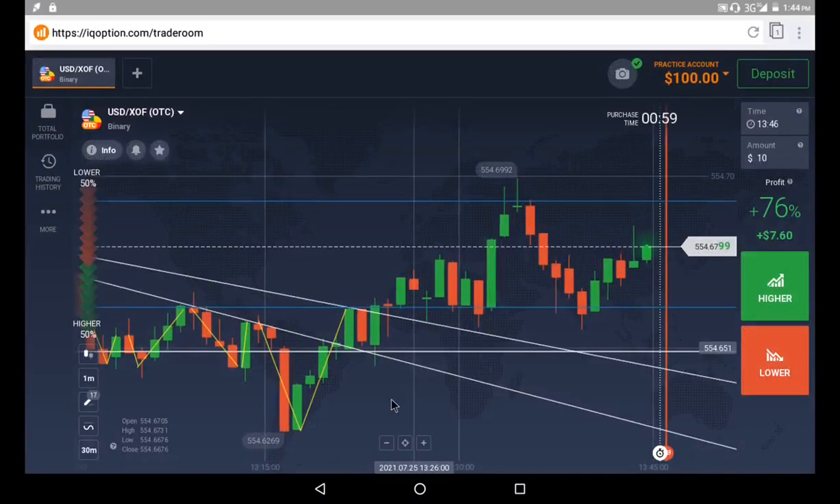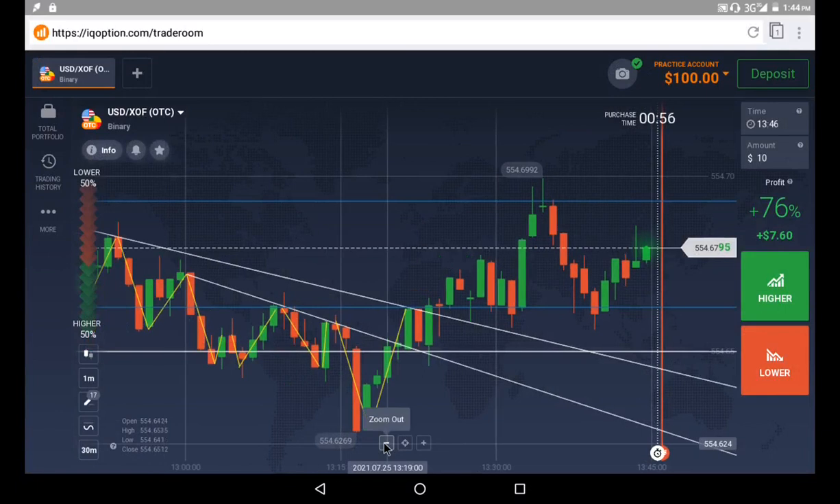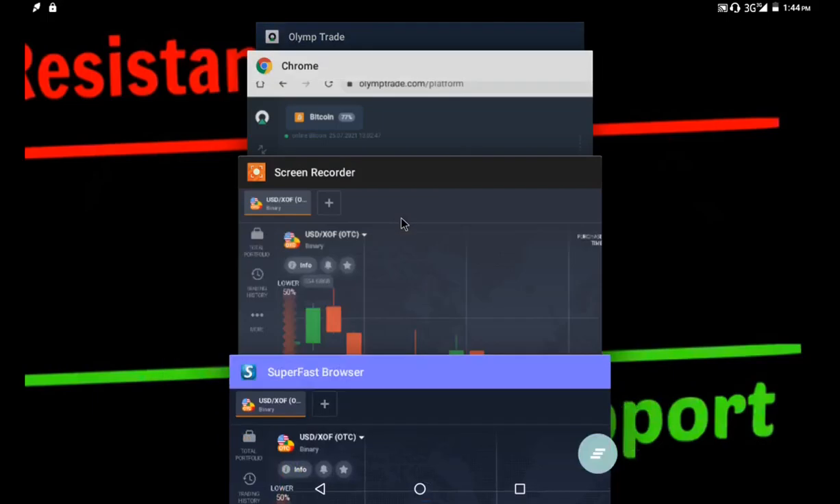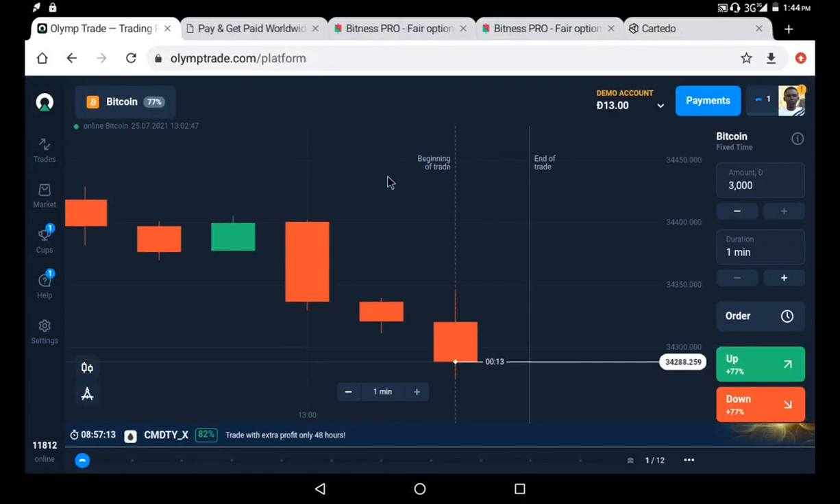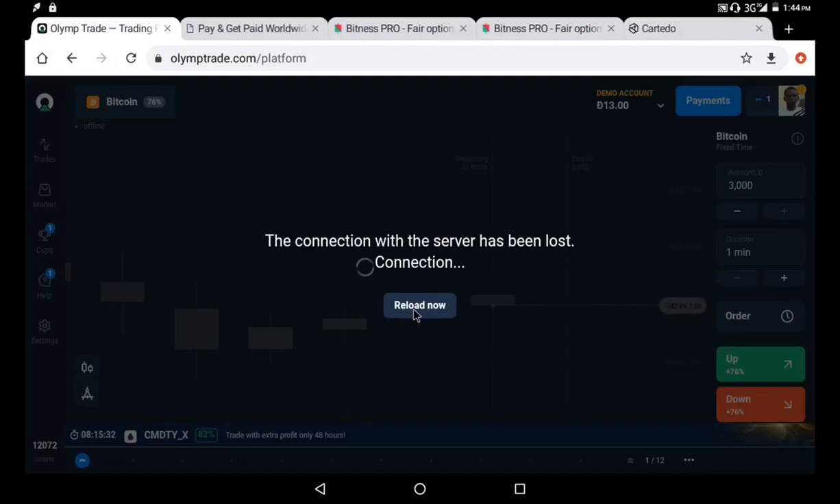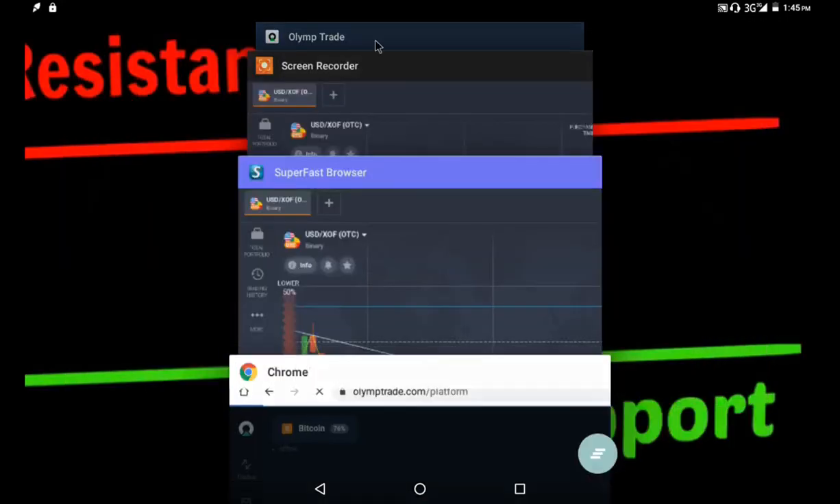Okay, so I hope the concept of round numbers is clearly understood. You can find the round numbers even on your Olymp Trade platform. Okay, even on the Olymp Trade platform. Let me see. You can see this is the Olymp Trade platform. Okay, server has been lost. Let me check the other. So the same thing, even on Olymp Trade, you can see it clearly.